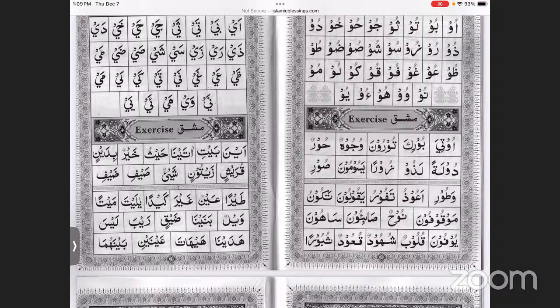Okay. These are 2 lines. That's the exercise. Third and fourth lines, yeah, 3rd and 4th.